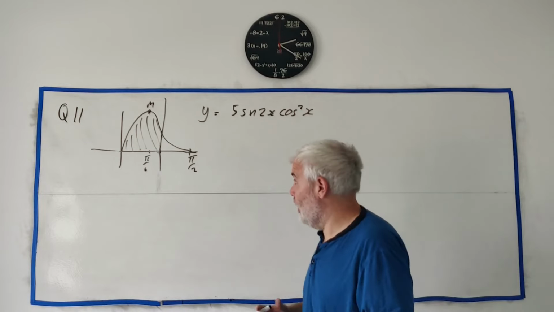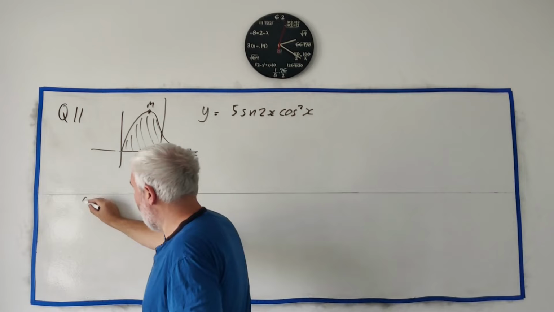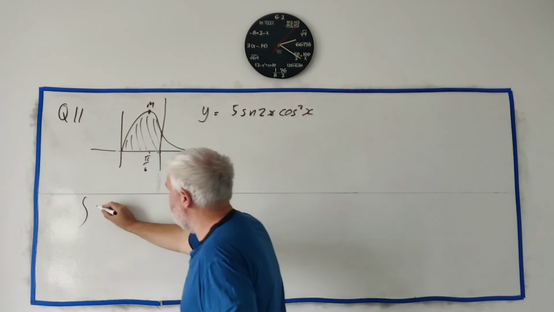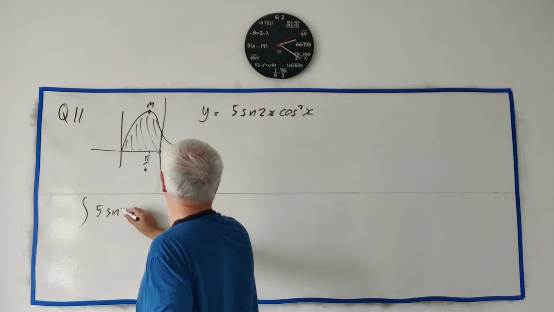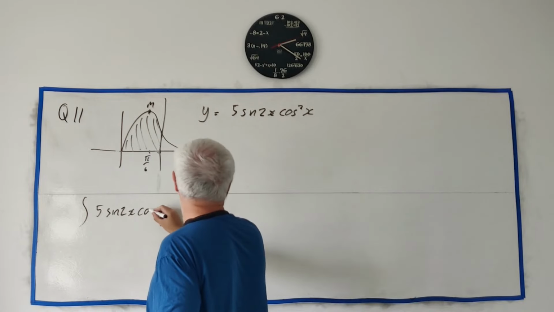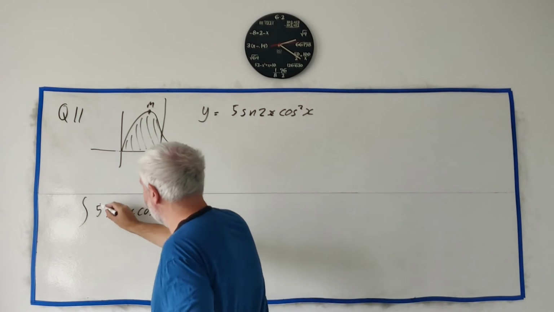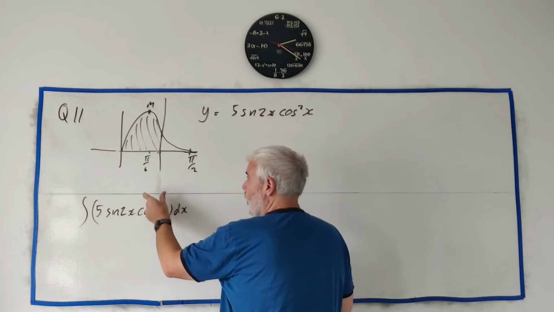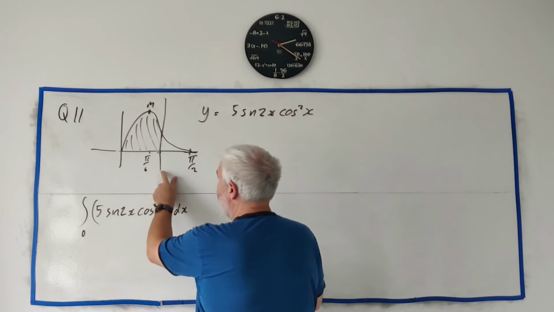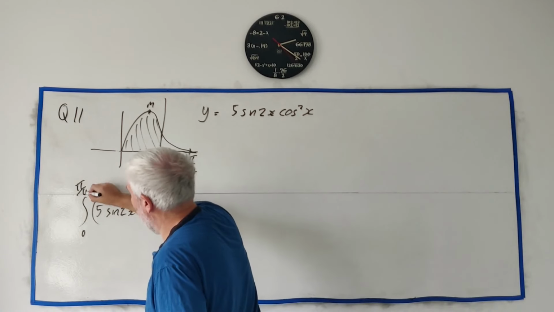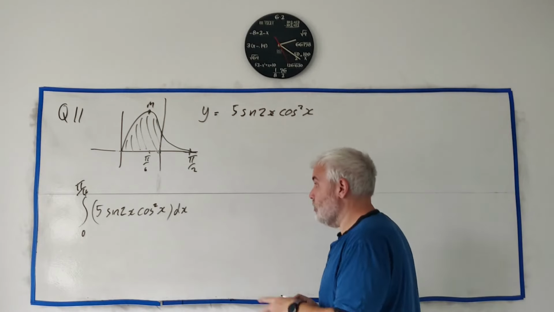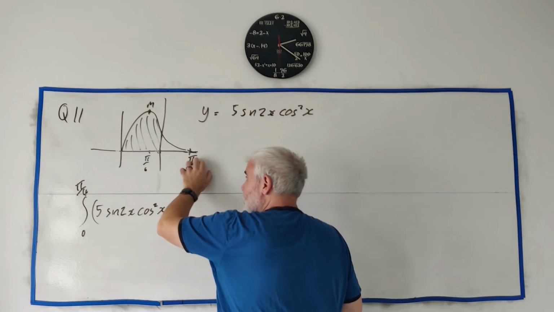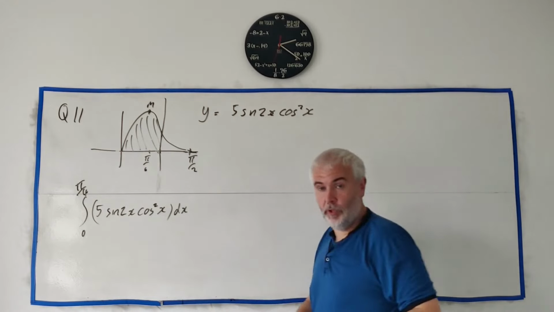I guess you probably get a mark just by writing how to do it. To do this, we just get the integral of y, or in this case 5 sine 2x cosine squared x dx, between the two parts they want. So between 0 and pi over 4. Pi over 4, wasn't it? Yeah. Because what integration does, it goes between a curve and the x-axis and whatever two numbers you put in.